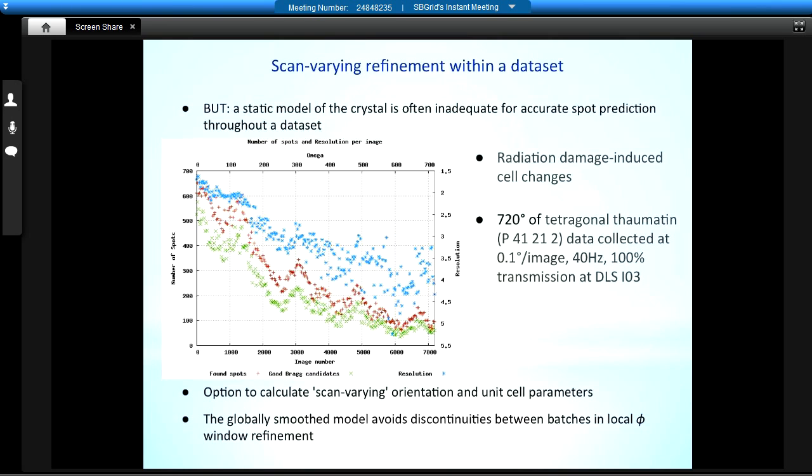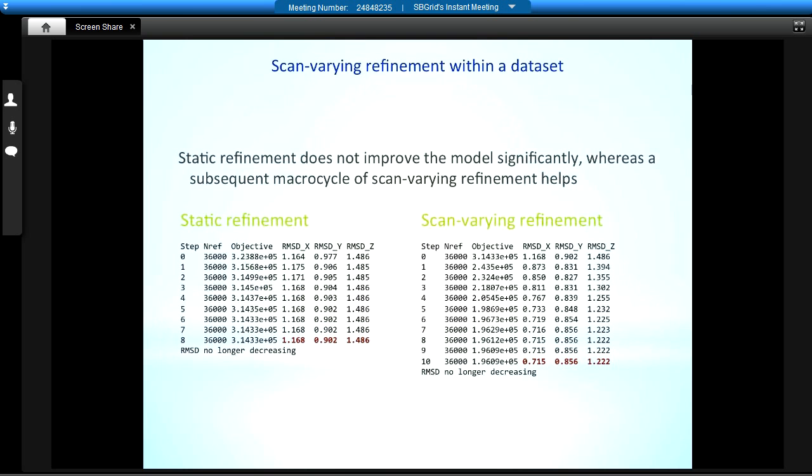So what we do in a situation like this is we refine a scan-varying model. The model itself changes as a function of the scan, of the image number. And right here we're changing the orientation and unit cell parameters as a function of time. And then we smooth out the results to avoid discontinuities. So for some results from this, we tried it both ways, with a static model that just has one set of parameters for the whole data set, or a scan-varying model.